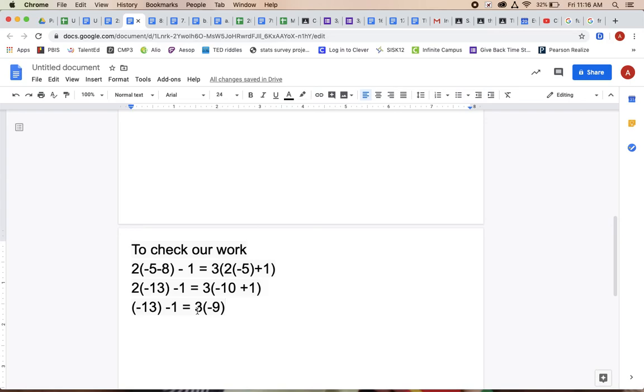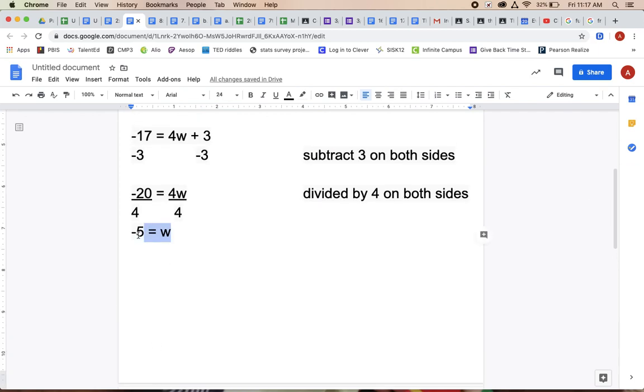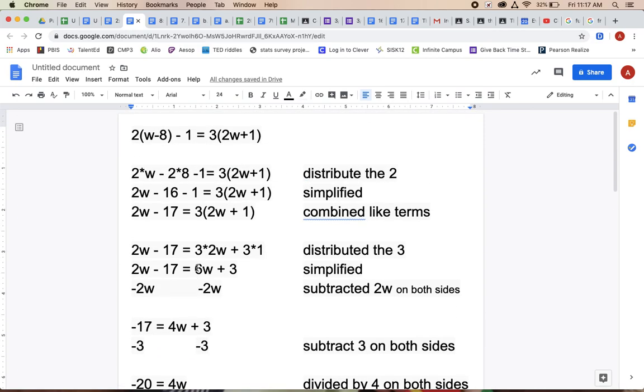And now I have to do this multiplication on both sides. So I need to know what 2 times negative 13 is. So use your calculator. That's negative 26 minus that 1. And then I have to do 3 times negative 9, which is negative 27. Now I just have this simple subtraction left. So I lost $26 and then lost another $1, which means I lost $27. And negative 27 equals negative 27. So since both sides equaled the same value, we now know that the answer of negative 5 was correct.